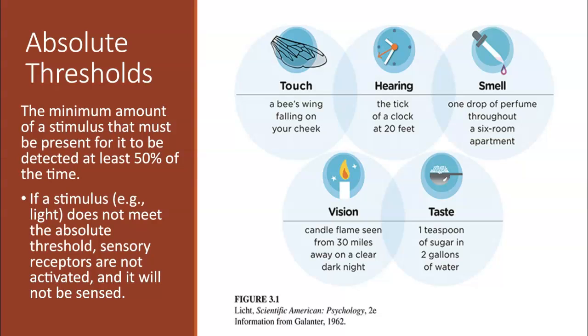The reality is our senses have certain limits, and in order for our senses to notice something, there has to be enough of that something to detect. And that amount that is needed is what we call an absolute threshold. So the minimum amount of a stimulus that must be present for it to be detected at least 50% of the time. So just the smallest amount that we need in order to experience that sensation, or the point at which it's strong enough for us to detect that.